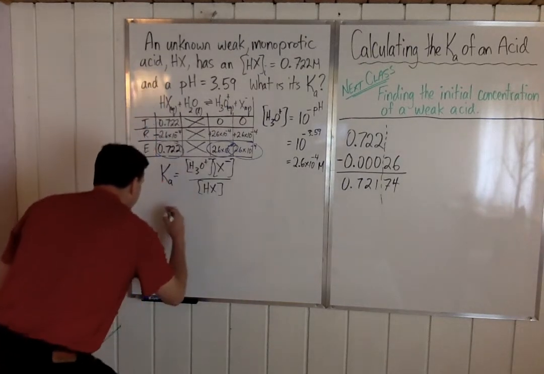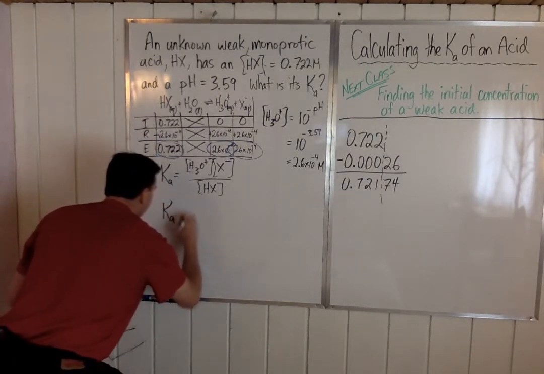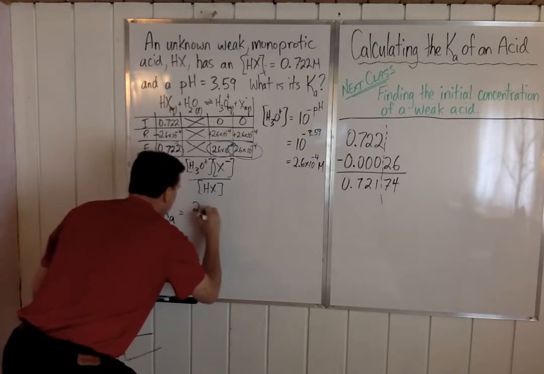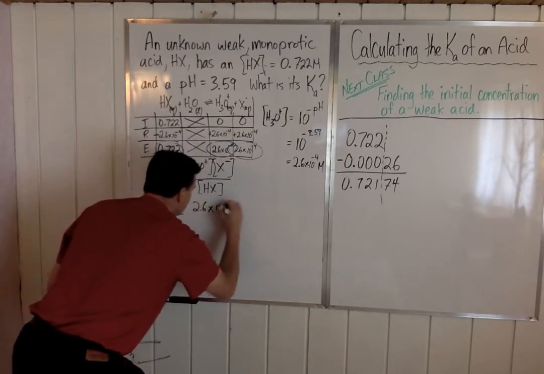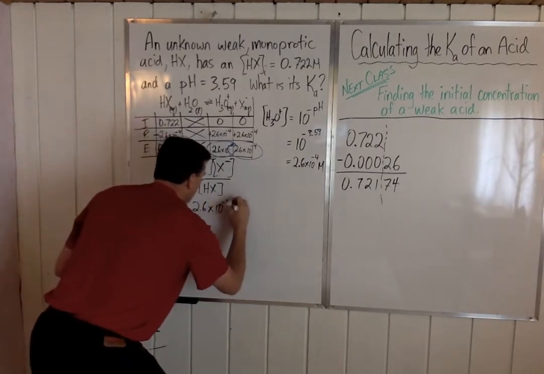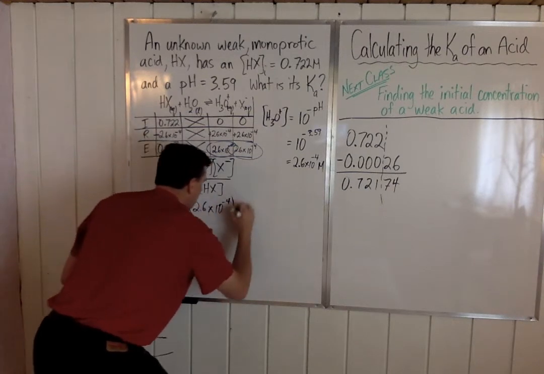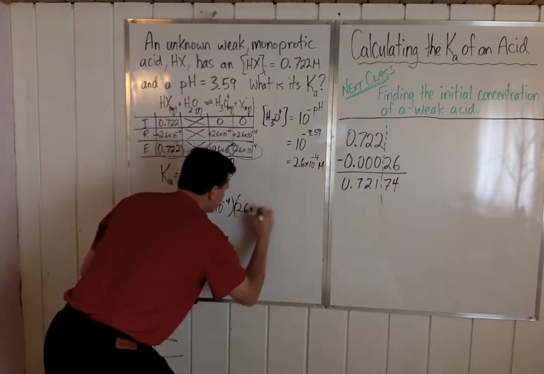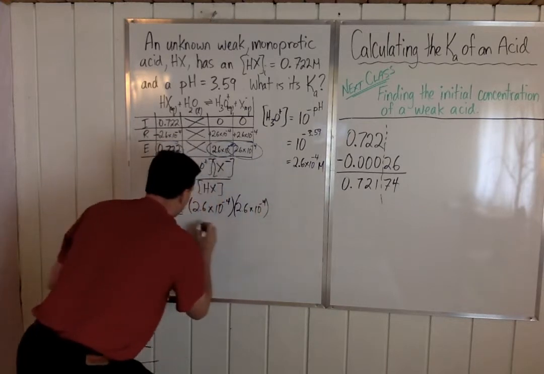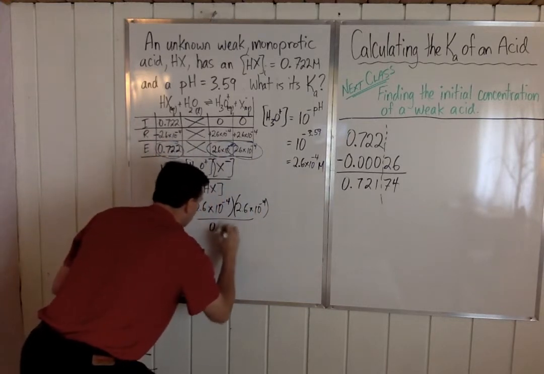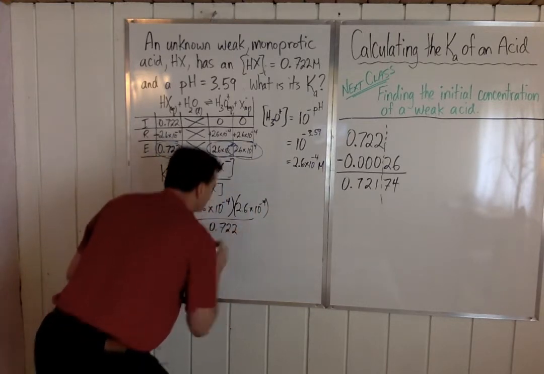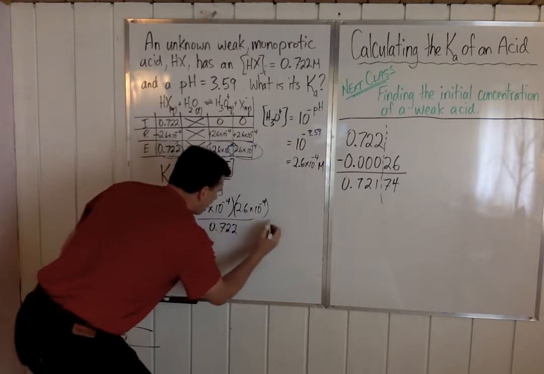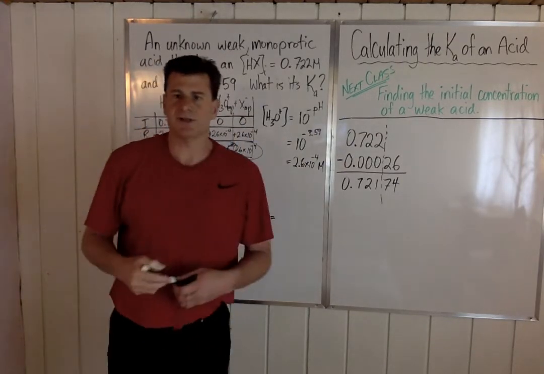So let's plug it in. I've got 2.6 times 10 to the negative 4 times 2.6 times 10 to the negative 4, or just squared if you want, that's fine, divided by 0.722. Well, that's going to come out to 2 sig figs.